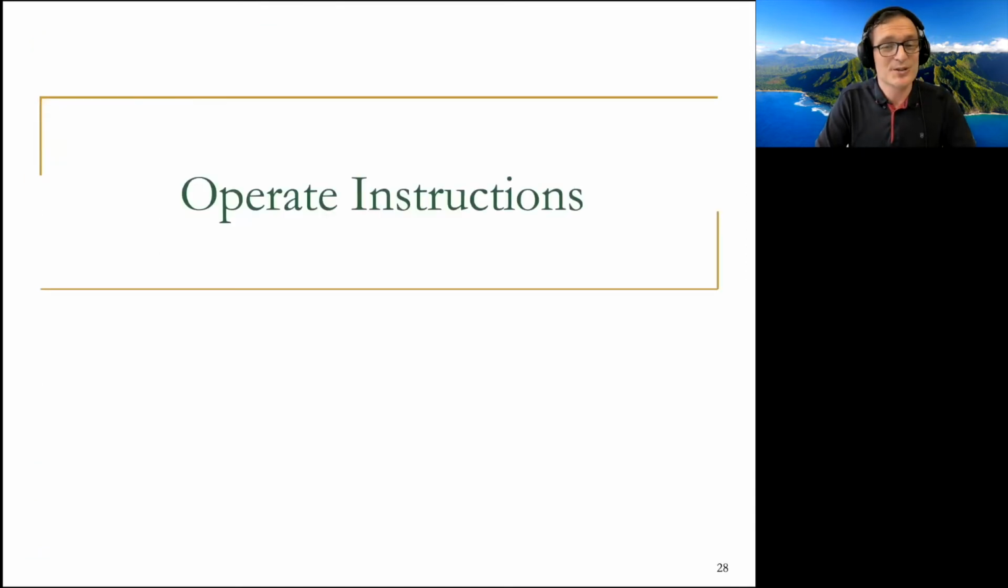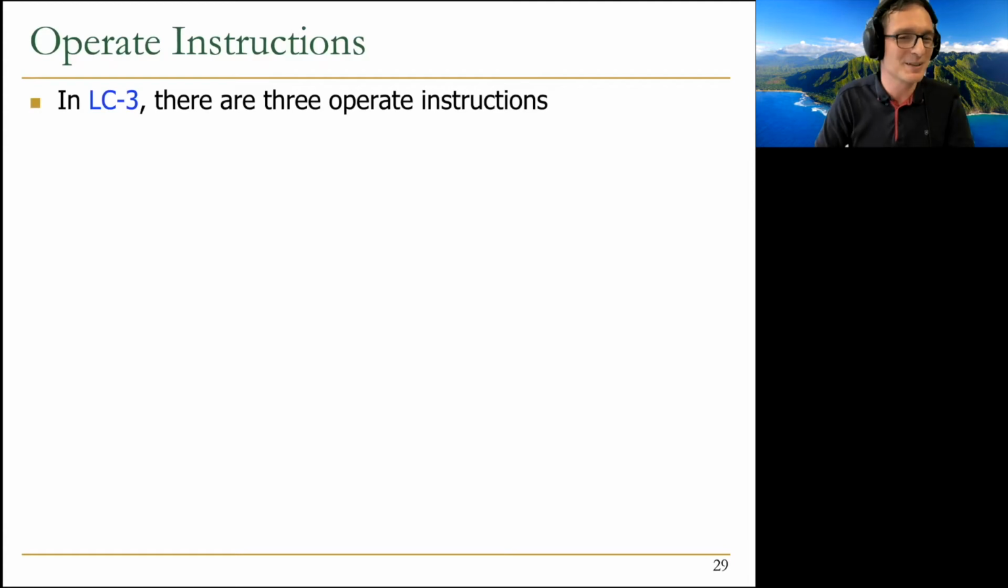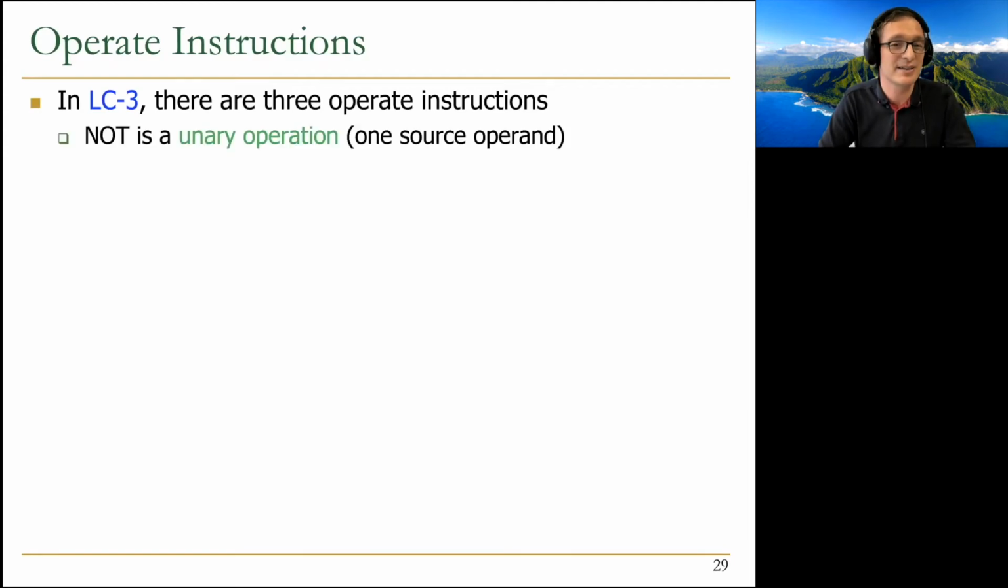Now that I've introduced the high-level trade-offs, now let's go into operate instructions. We're going to study some more instructions in the MIPS and LC3 ISAs and how they operate so that you get more familiar with them and see how they execute in a simple microarchitecture as well. So operate instructions, I think we've introduced them multiple times by now. In LC3, there are 3 operate instructions. NOT is a unary operation, which means that it has one source operand.